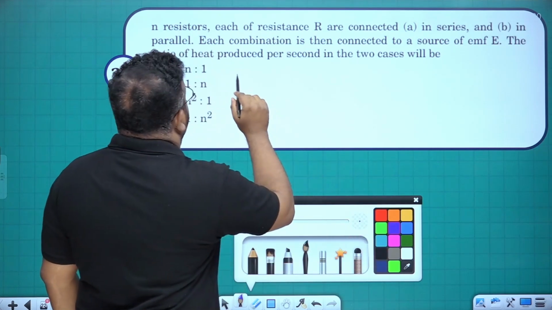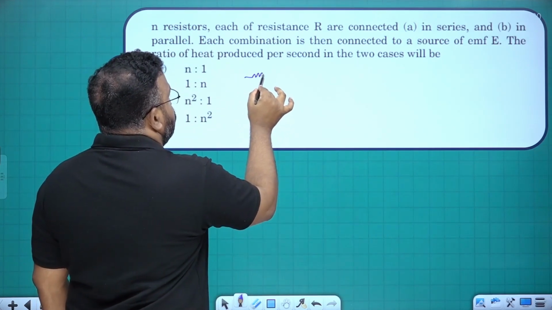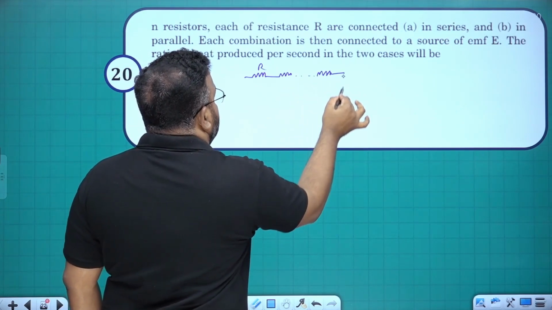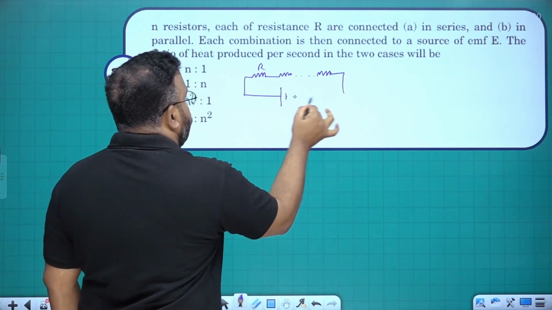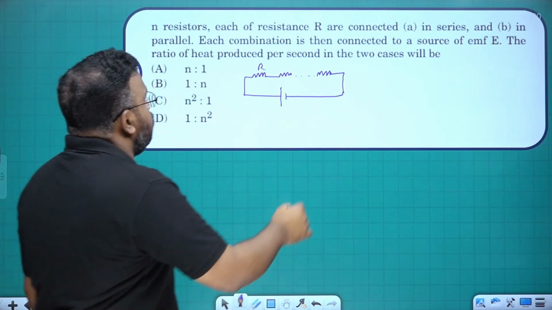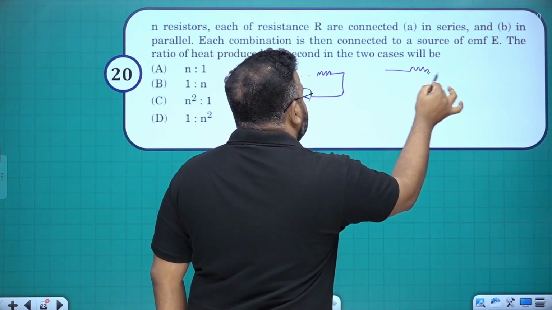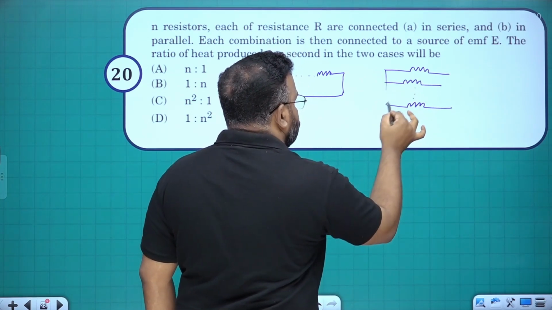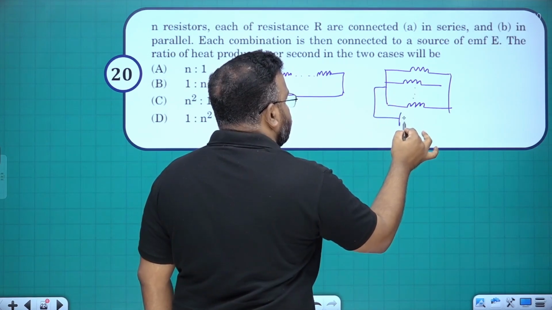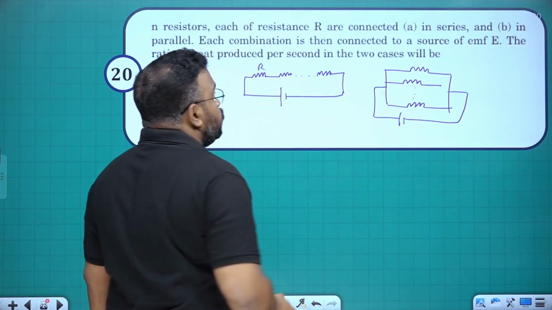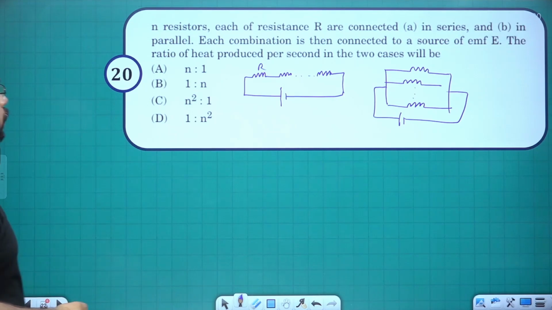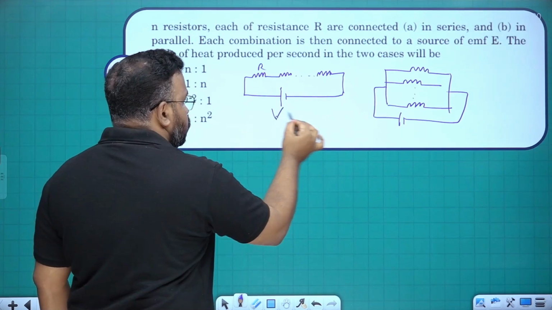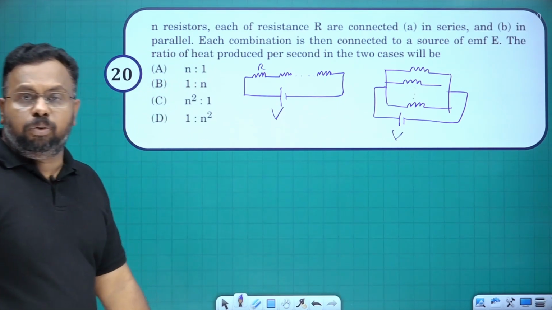Check. In the first case, there are N resistors, each of R. They are connected across a battery. And in the second case, the same N resistors are connected in parallel across the same battery. So this is the situation here, a source of EMF E, right? So here voltage is the same for both. If you are taking the potential difference as V, it is the same for both.